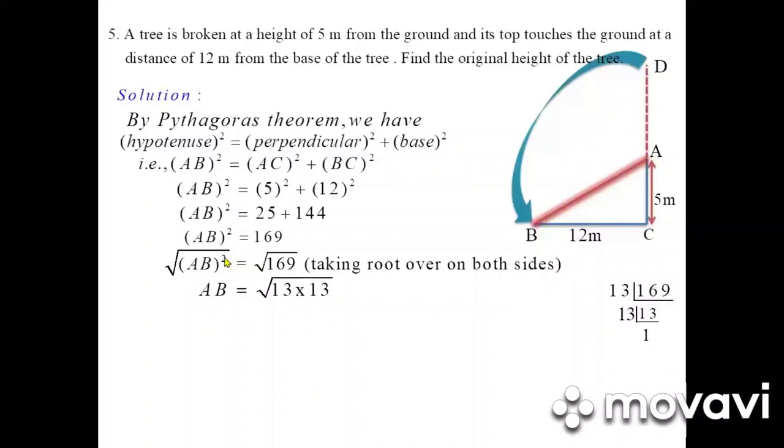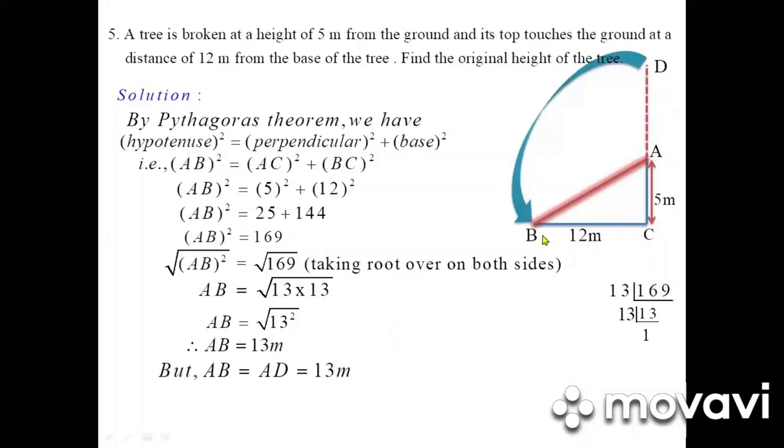Here the square is removed by taking the square root, we get AB, and writing 169 as the product of prime factors, 13 into 13. AB is equal to square root of 13 squared. Here the square is removed when the root is taken. So the length of AB is 13 meter. That is the hypotenuse of the right angle triangle, which is the length of the broken part of the tree.